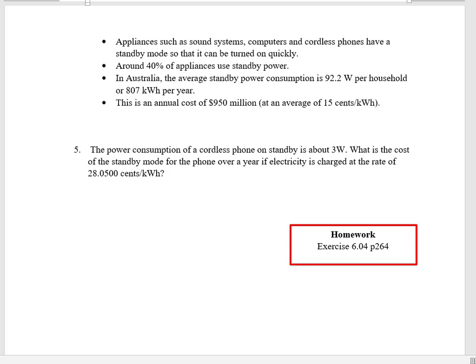Find the power consumption of a cordless phone on standby. What is the standby mode for a phone over a year if the electricity is charged at a rate of 28.05 cents per kilowatt hour? So power consumption is equal to 3 times 24 times 365, which gives me 26,280 watt hours. Which I'm going to divide by 1,000 to make 26.28 kilowatt hours.